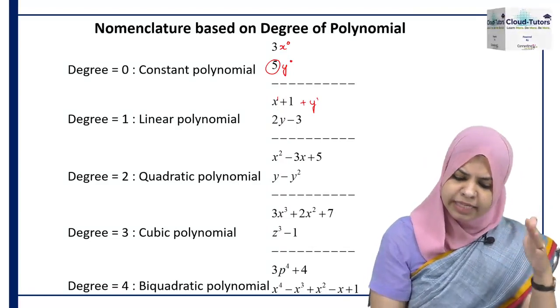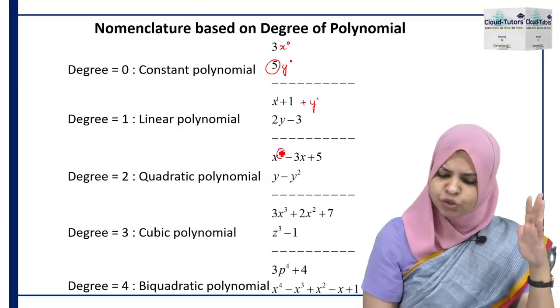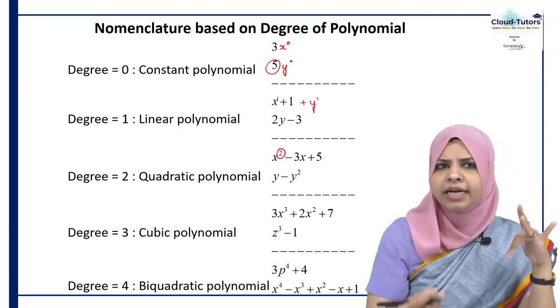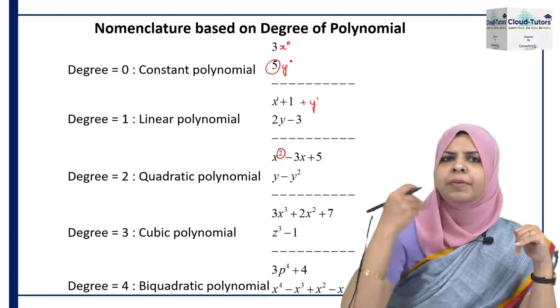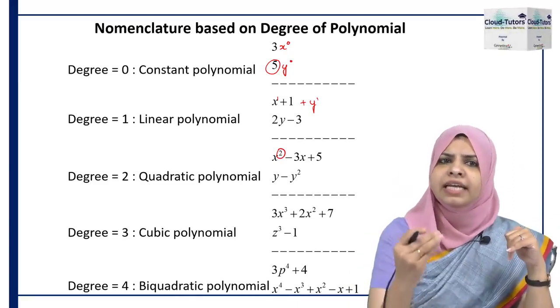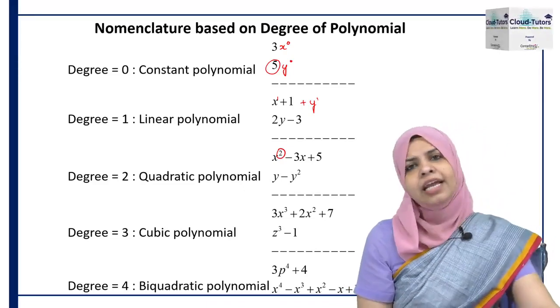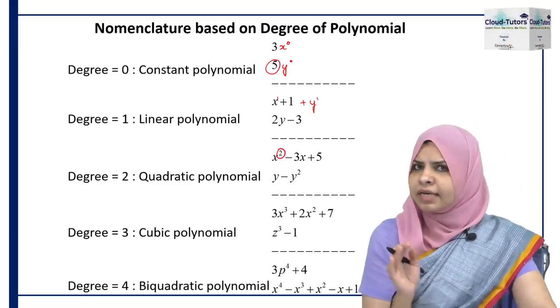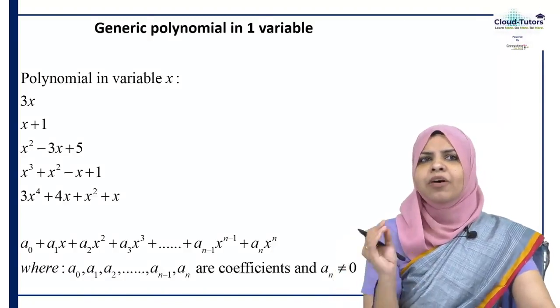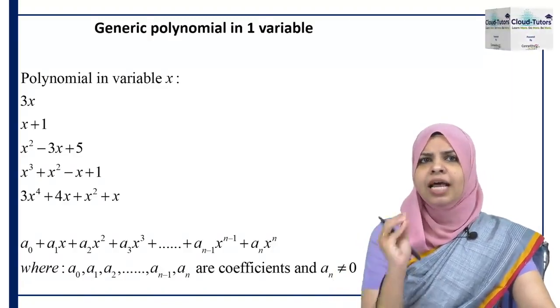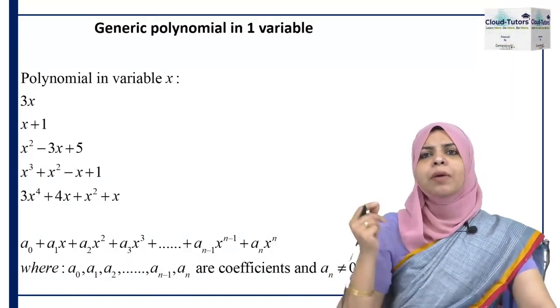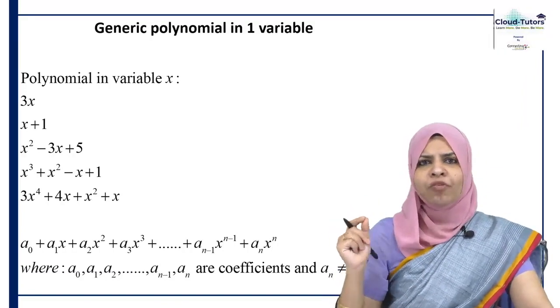Next, in the same way, if the degree is 2, it becomes quadratic. If the degree is 3, it becomes cubic. If the degree is 4, then it becomes a biquadratic polynomial. Clear? Okay. Now with this basic information, let's move ahead to polynomials in one variable.